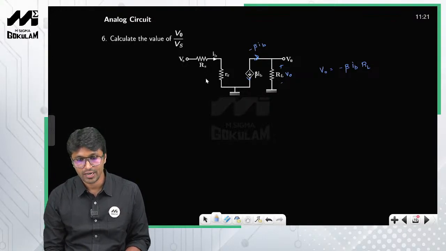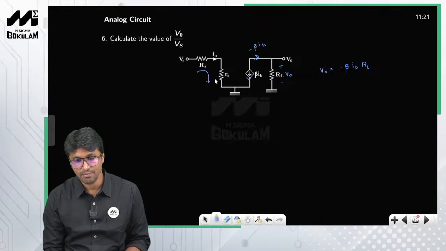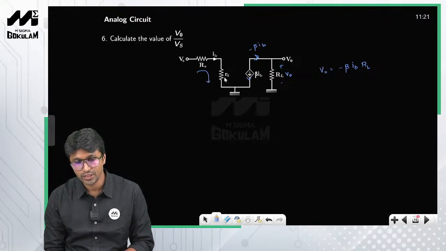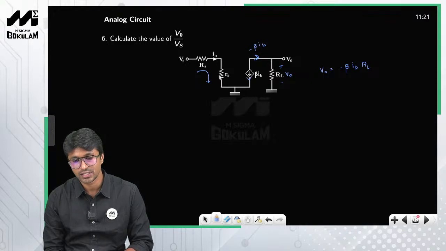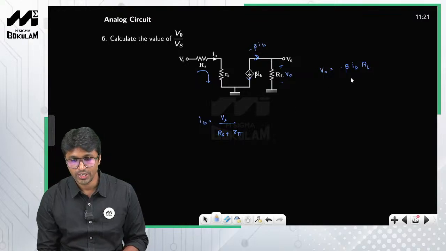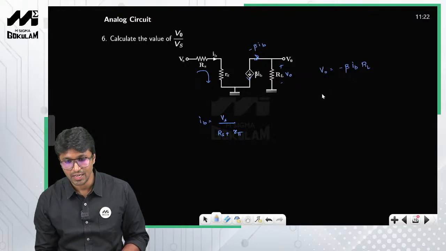In order to calculate IB, you just have to look at the input side, right? So therefore IB, look at this one, the current flowing through these two resistors is nothing but IB. So these two resistors are in series, right? So what is the voltage across these two resistor combination? They are in series, and the voltage across this series combination is nothing but Vs, right? So therefore IB is nothing but Vs by Rs plus R pi, right? So all you need to do is substitute IB with this value, right?